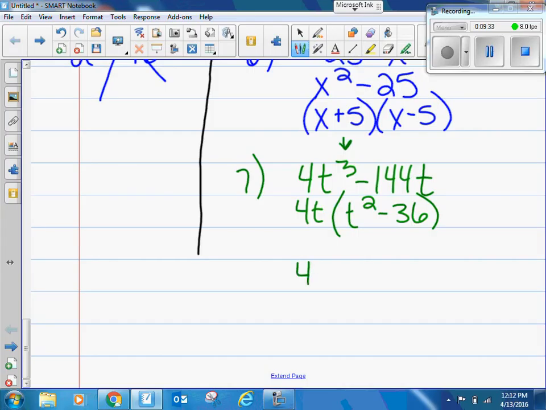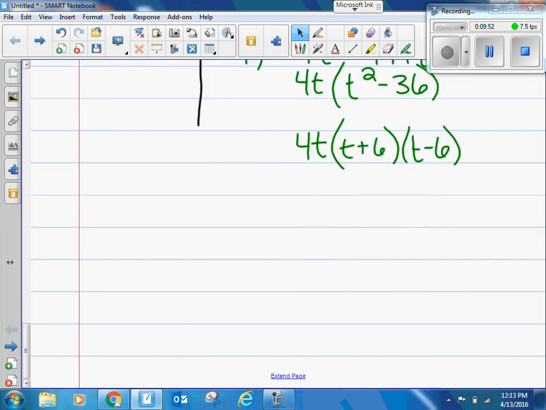So I cannot lose my 4t. That has to stay with it. That is a factor. And then I can continue with this and do t plus 6 and then t minus 6. So again, the difference of perfect squares is a little bit easier to recognize and then factor. If you want to memorize the patterns of the other one, those work too, but you can always factor them how we've been factoring. All right, so next thing I want to talk about is when we factor by grouping.